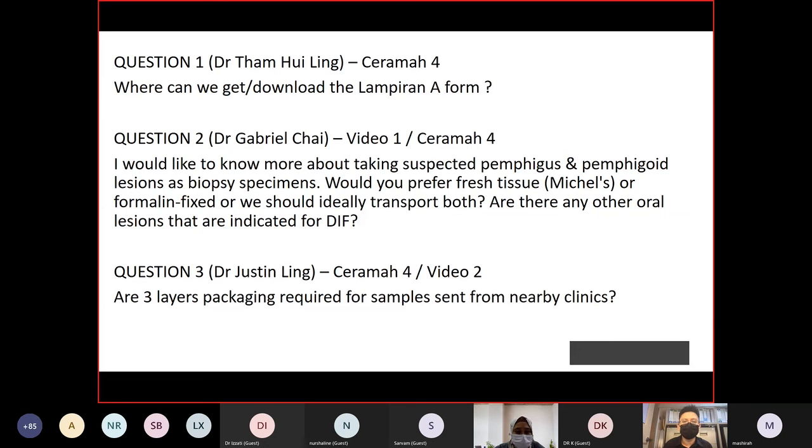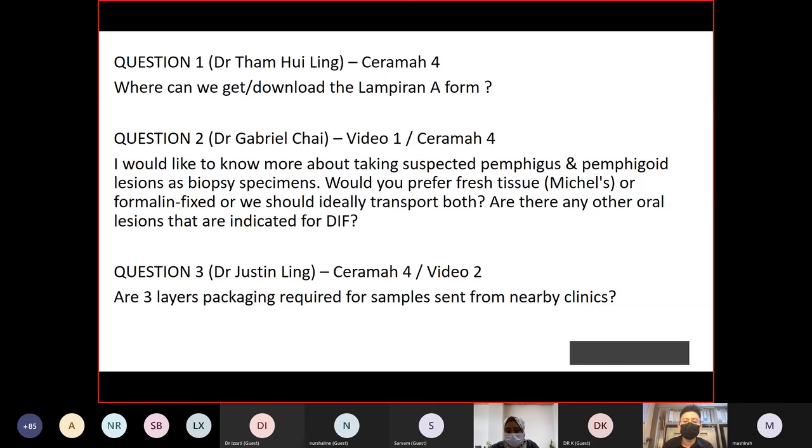Okay, other than that, sometimes we use it for lichen planus as well, but rarely. So if we suspect pemphigus and pemphigoid, we need both: the tissue in formalin and also fresh tissue. Usually we ask the operator to take an adequate amount of tissue, and then you divide it in two. Half you put in the mixture solution, and the other half you put in the formalin.